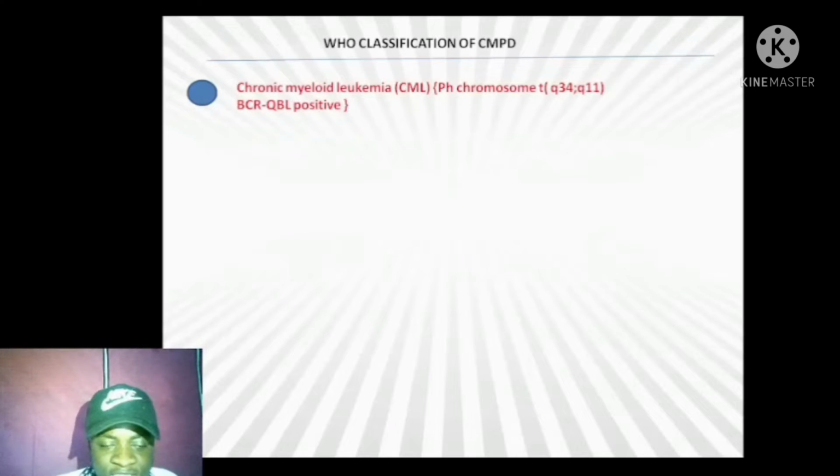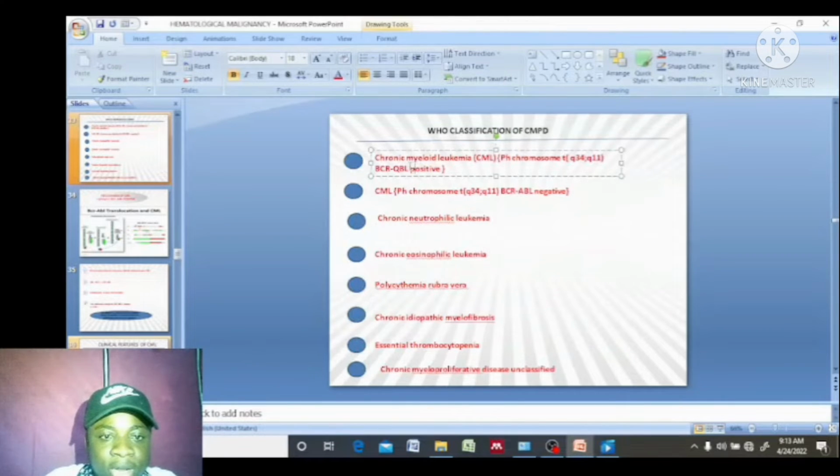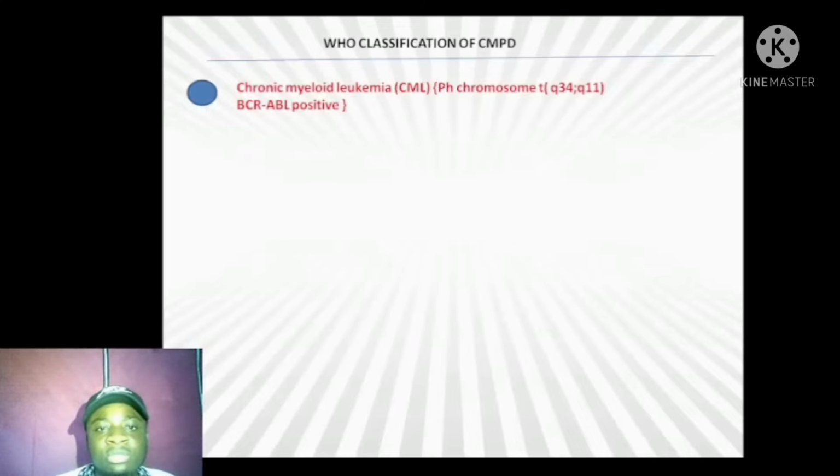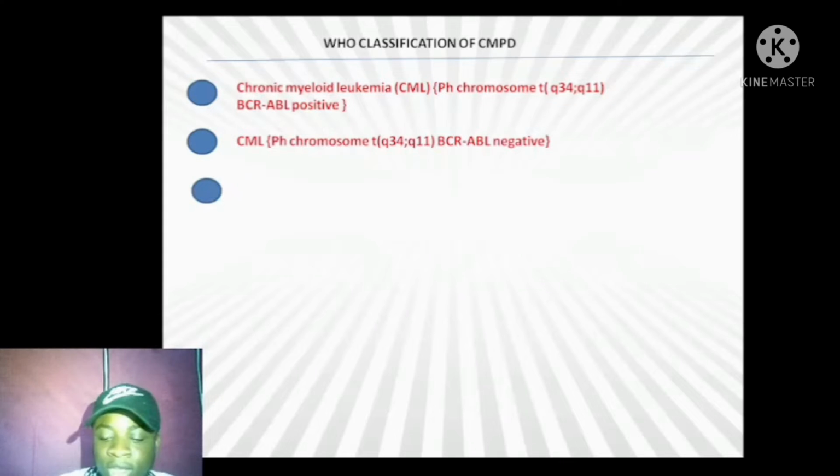So WHO did their classification for chronic myeloproliferative disorders. The first classification they made is chronic myeloid leukemia, which is due to the Philadelphia chromosome translocation, which results in BCR-ABL gene formation. We will talk about this in detail. You can have Philadelphia chromosome positive chronic myeloid leukemia. Another one they spoke about is the Philadelphia chromosome negative.